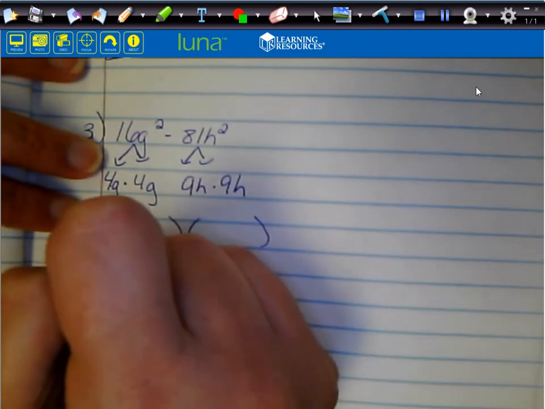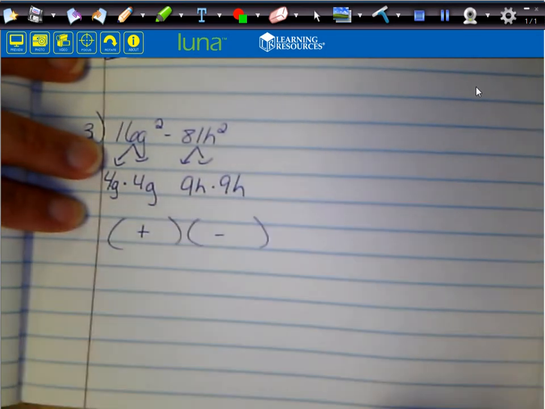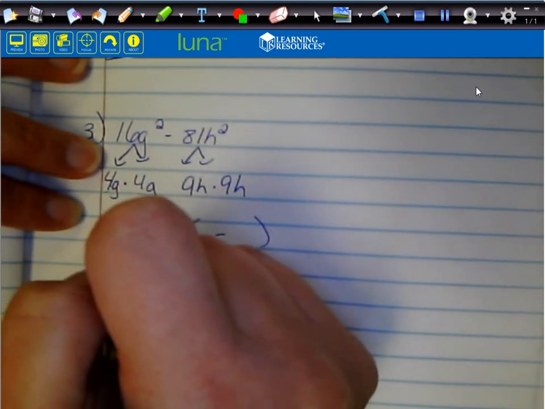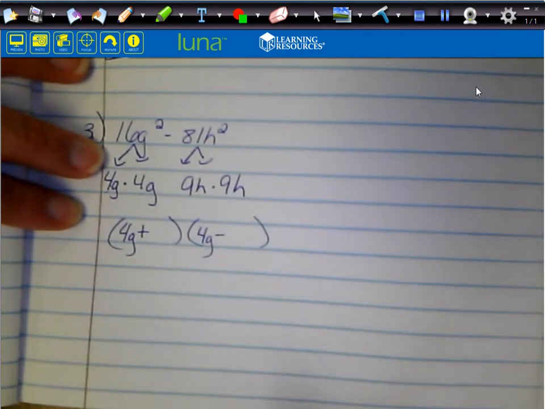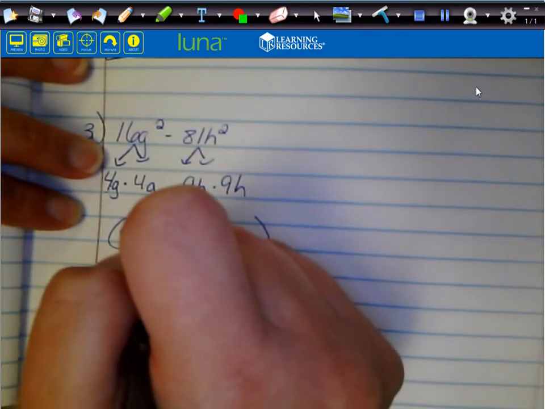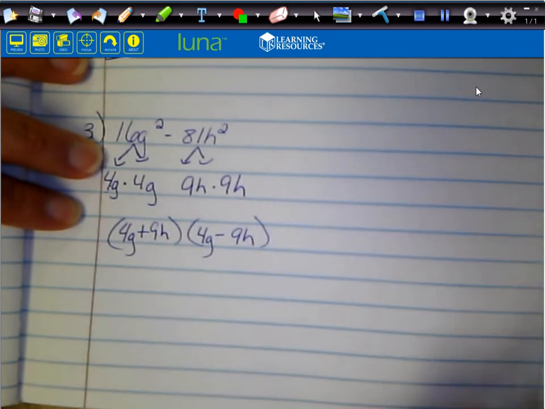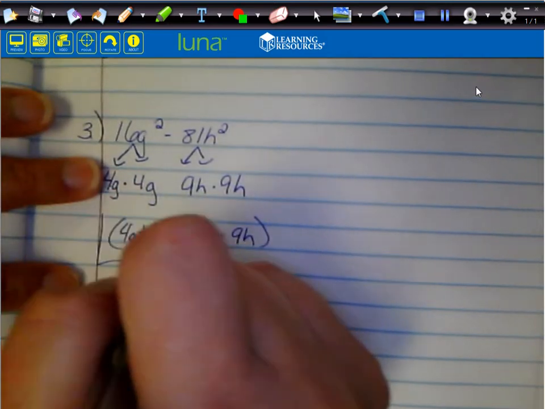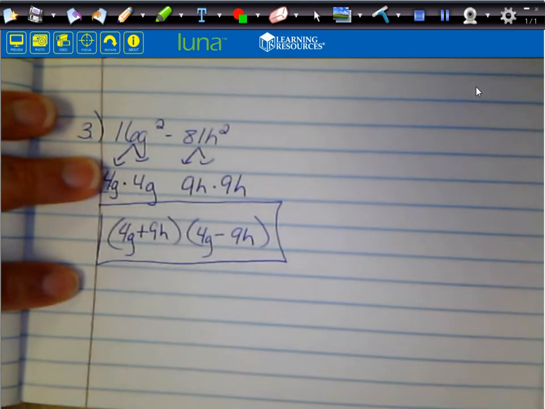And again, with my rule, it says I have to have a plus sign in one and a minus sign in the other to make sure that those middle terms cancel, since there's not one. So I have 4g and 4g, and then 9h and 9h. So I factored 16g squared minus 81h squared into 4g plus 9h and 4g minus 9h. So that is my correct answer.